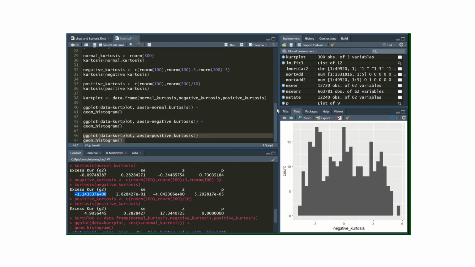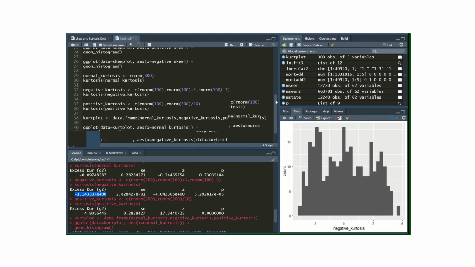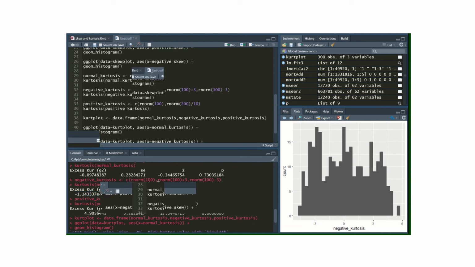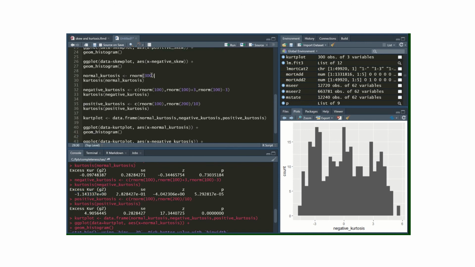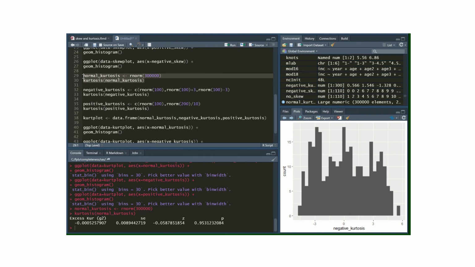Okay, so let's rerun normal kurtosis. Instead of generating 300 values, let's change that to 300,000. Hopefully this won't take too long. No, my computer is very fast when it comes to this. Okay, so I can generate 300,000 random numbers and calculate the kurtosis in a fraction of a second. So now we see that the kurtosis is still not 0, but it's much closer to 0. It's essentially 0.